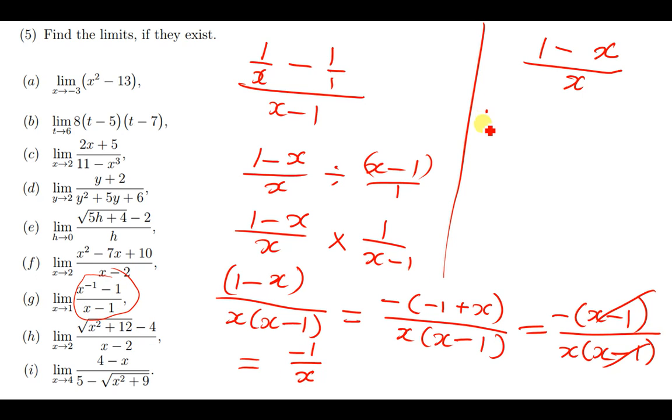So I'm going to have the limit when x is approaching 1 of negative 1 over x. While there is x here, I'm going to replace it with 1. So I'm going to have 1 over 1, which gives me the answer 1. So this is the answer for this question. Let us quickly move on to the next question, which is this one.